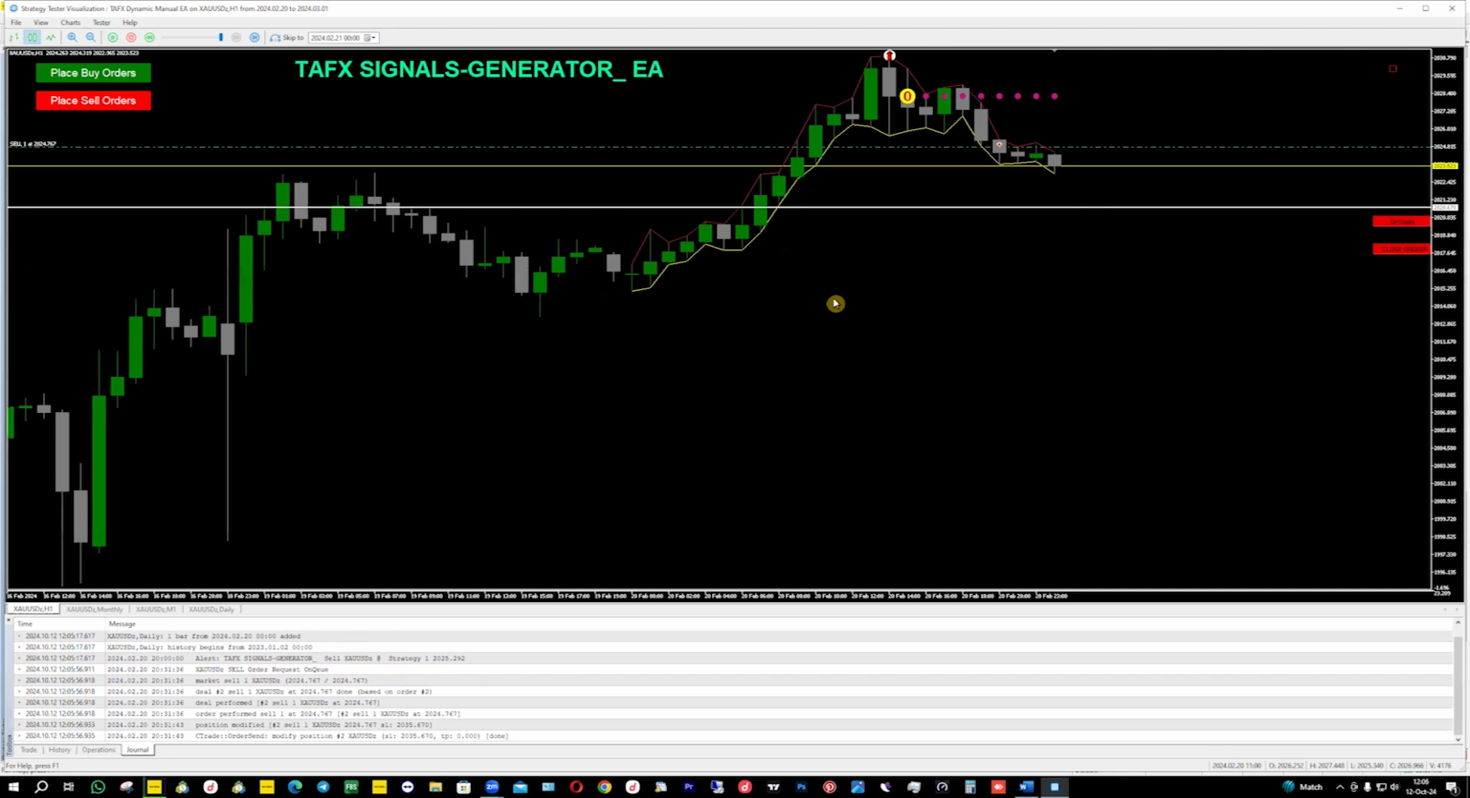Now, let me pause there. Remember, this is an early entry. This is a sell. We look for another signal for buy, which we will learn about after the break of structure, all right? So this is early entry.